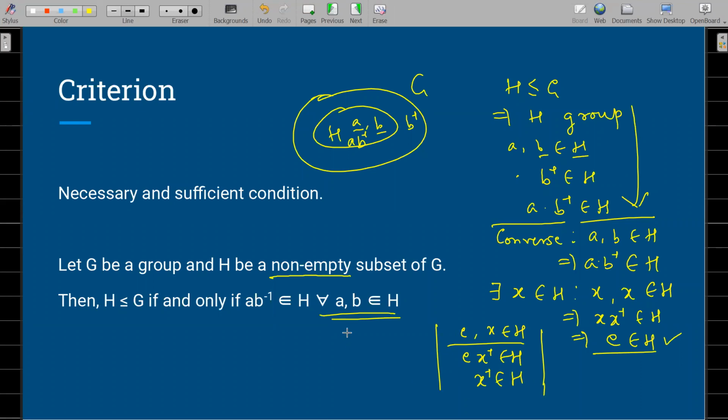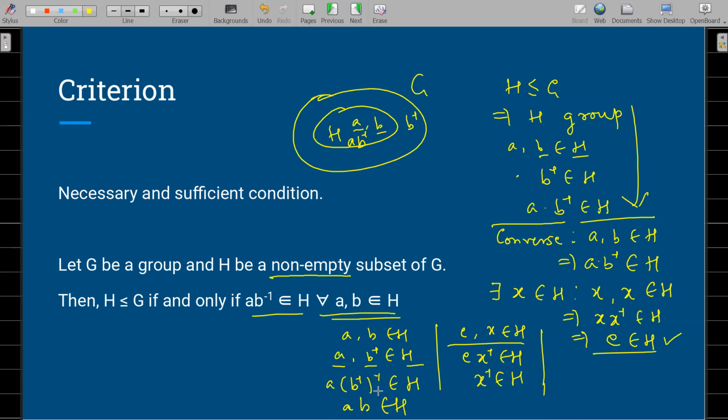And finally, if A and B belong to H, we have established that B inverse is also in H. And now I use the condition. What I get is A times B inverse will again belong to H, by the condition. So I'm applying the condition not to A and B, I'm applying it to A and B inverse. So A times B inverse' inverse, that is AB, belongs to H. So in fact, this gives the closure property. So H is closed, right?